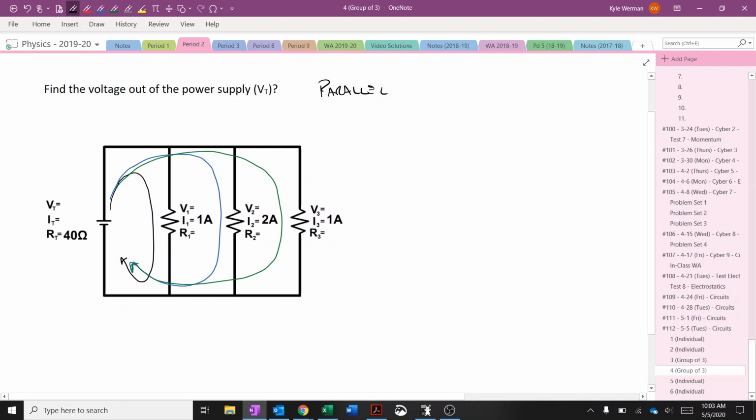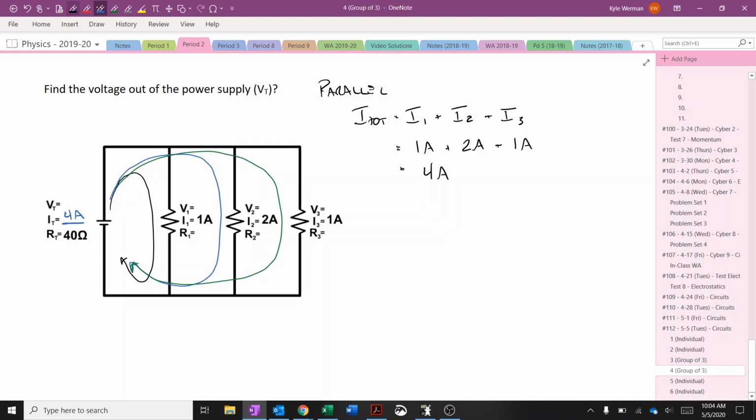The biggest one in this case is that this current is splitting along three pathways, and in parallel, the total current coming out of the battery is just equal to the current in each pathway added together, right? And so in this case, I can calculate I total right off the bat because we're given each individual pathway's current. I should get 4 amps of current total. So I know I total is 4 amps. And now, hey, look, I have 2 out of the 3.